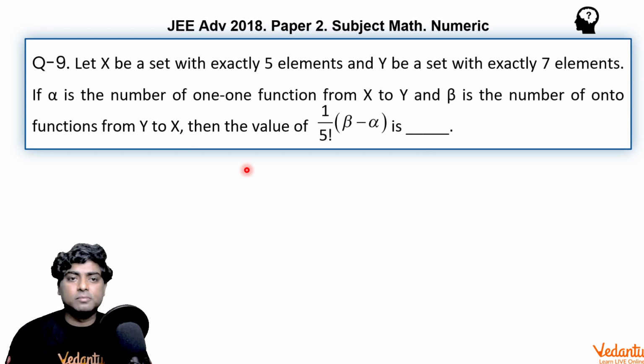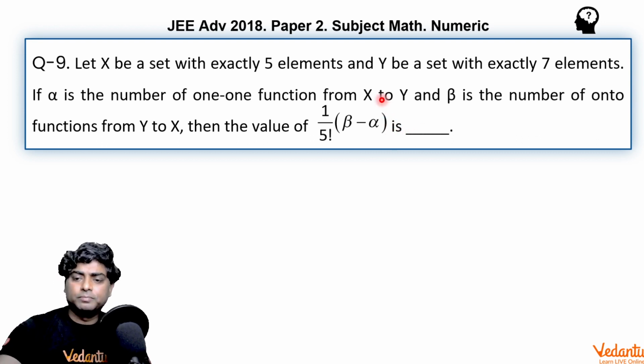From Y to X, the number of elements in Y is higher than the number of elements in X. Obviously the number of onto functions from X to Y will not be defined, so here they are saying from Y to X, okay. Then find the value of 1 upon 5 factorial times beta minus alpha. So we need to find alpha and beta first. It's very easy to find alpha and beta, we'll see one by one.